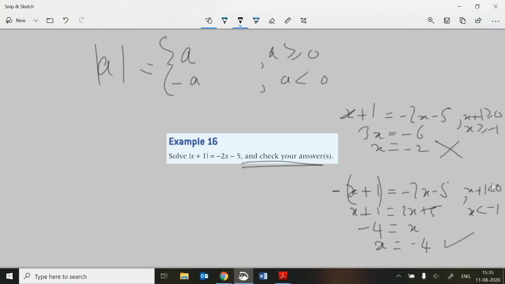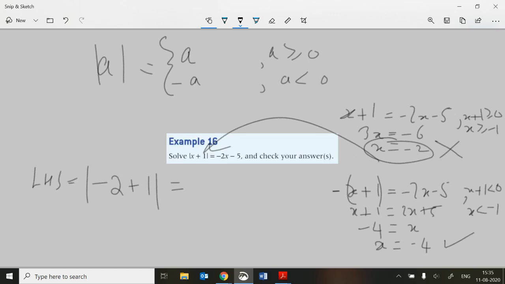Now it does say check your answers, so you'd actually need to show that you're checking by substituting this back into the original equation. For example, you could say the modulus of minus 4 plus 1, that's our left-hand side, is equal to the modulus of minus 3. And then check the right-hand side with minus 4 substituted.